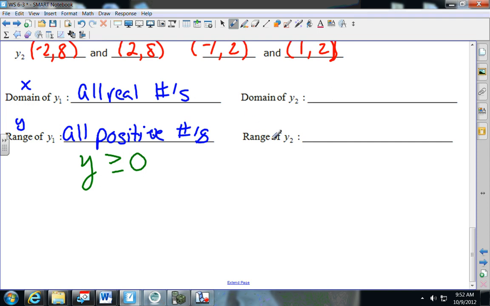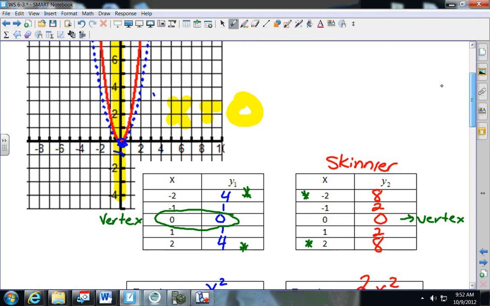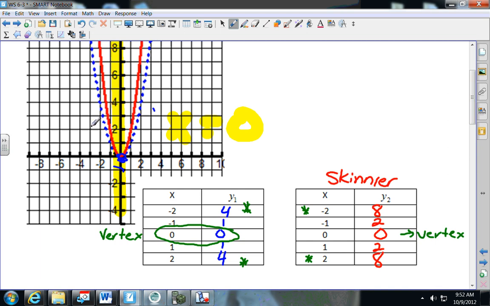So now when it talks about the domain of y2, domain is x. What happens to my x and my red one? It keeps getting wider and wider and wider as it keeps going, right? It gets wider slower than the blue one, but it'll still keep getting wider and wider, okay? So the domain is going to be all real numbers.